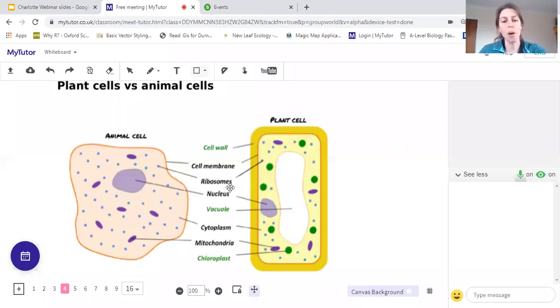You can see that both cells share the features that are coloured in black. So the cell membrane, which controls things going in and out, ribosomes for protein synthesis, nucleus that contains the DNA, cytoplasm, which is kind of the body of the cell, it's where the chemical reactions take place, and the mitochondria for respiration. And then you can see in green the three things that we just talked about that are features of plant cells. So the cell wall for keeping the plant cell strong, giving it some structure, the vacuole, which has a similar function, that's filled with cell sap, and chloroplasts, which are for absorbing light for photosynthesis.